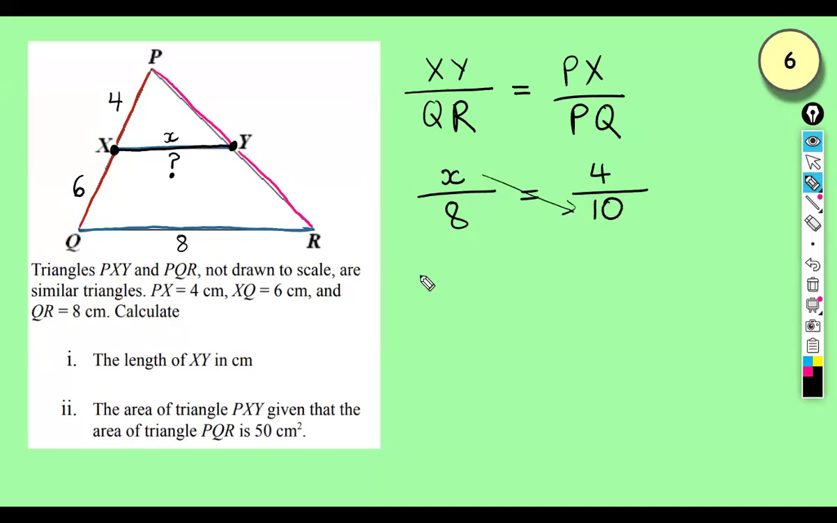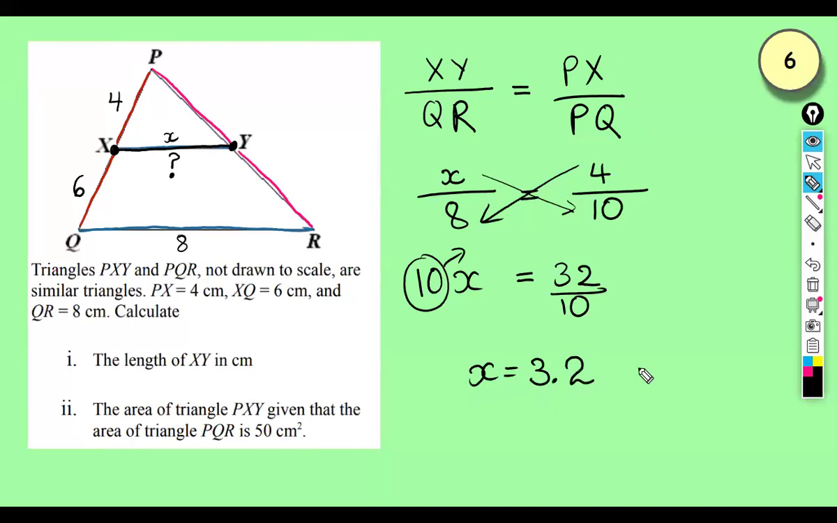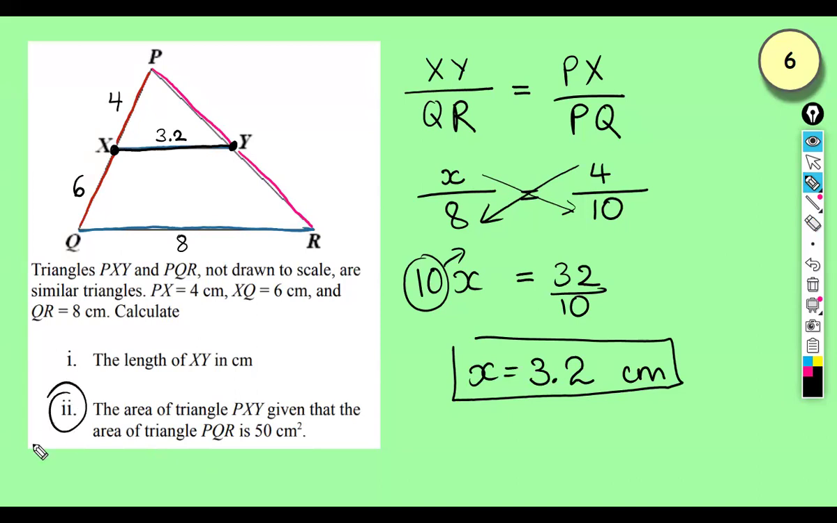Cross multiply. 10 by x is 10x. 4 by 8 is 32. Throw across the multiply, you'll get divide. x is 3.2 centimeters. Alejandro, you saw your mistake? Oh, well, yeah, you corrected there. So XY is 3.2. See if you can do part 2 for me now.